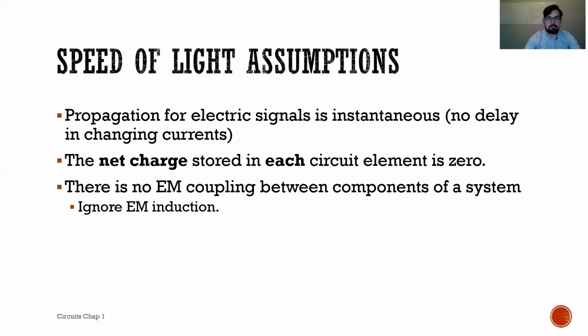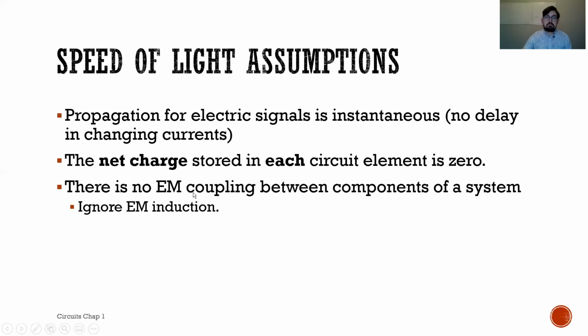So these are the assumptions that we're going to make. Because electric fields travel at the speed of light, we're saying the propagation of electric signals is instantaneous for the circuits that we're working on. The net charge stored in each circuit then has to be 0. What comes in, comes out.